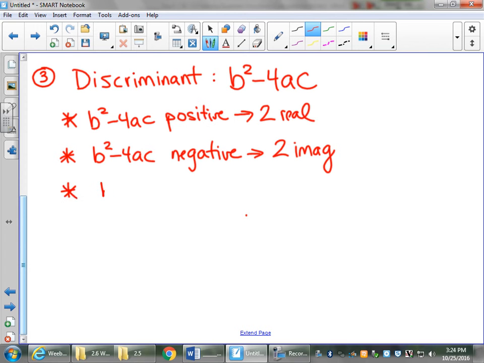And the last case is if the discriminant is equal to 0, that's going to produce only one real solution, which will count twice. And that's because if you think of the quadratic formula, how it's the plus or minus the square root, if you have the square root of 0, plus 0 and minus 0 give you the same thing. A positive 0 and a negative 0 are not different, so you won't get two different solutions. You will only get one.